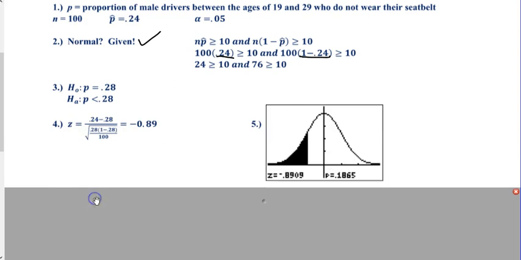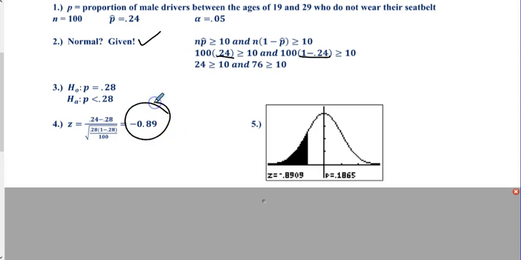Our Z score is going to be P hat minus P. You can see right there off the bat that it's going to be a negative number. Which means when we go to our table, we can just use the number on our table. So it's P hat minus P, divided by the square root of P times 1 minus P, divided by 100.